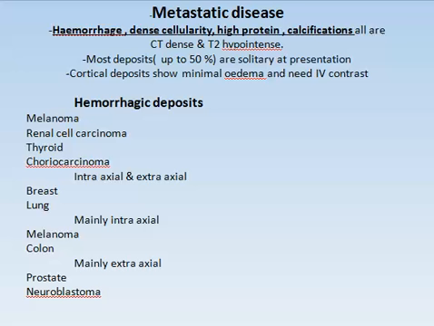Remember that hemorrhagic deposits include thyroid, renal cell carcinoma, melanoma, and choriocarcinoma. And remember that intra-axial or extra-axial deposits are seen in breast and lung, while mainly intra-axial are seen in melanoma and colon, and mainly extra-axial are seen in prostate and neuroblastoma.